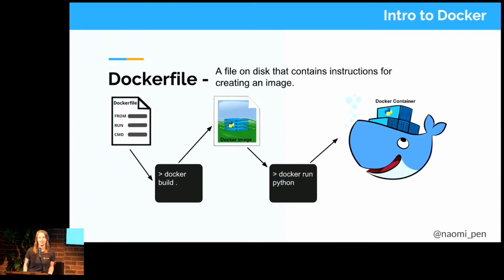The way to create a Docker image is through a Dockerfile. We're going to look at that in more detail in a bit. A Dockerfile is just a file on disk that contains some instructions for creating a Docker image. And again, the Docker system, when you issue a docker build command, will know how to create an image out of these instructions.